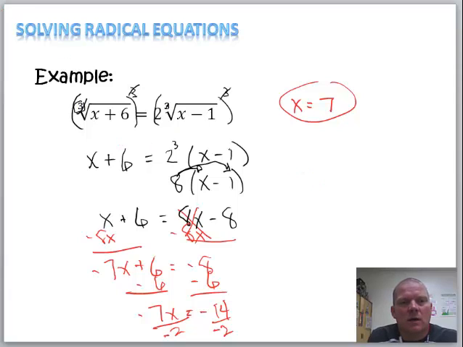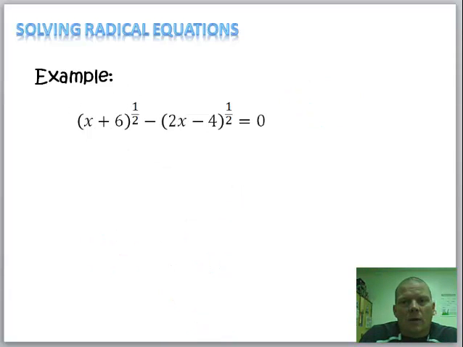Any questions there? All right, one more example. This one's a little bit different, so make sure you follow along with it. Okay, our last example, this one looks a lot different, but it's the same thing really, okay? All right, so let's look at this.